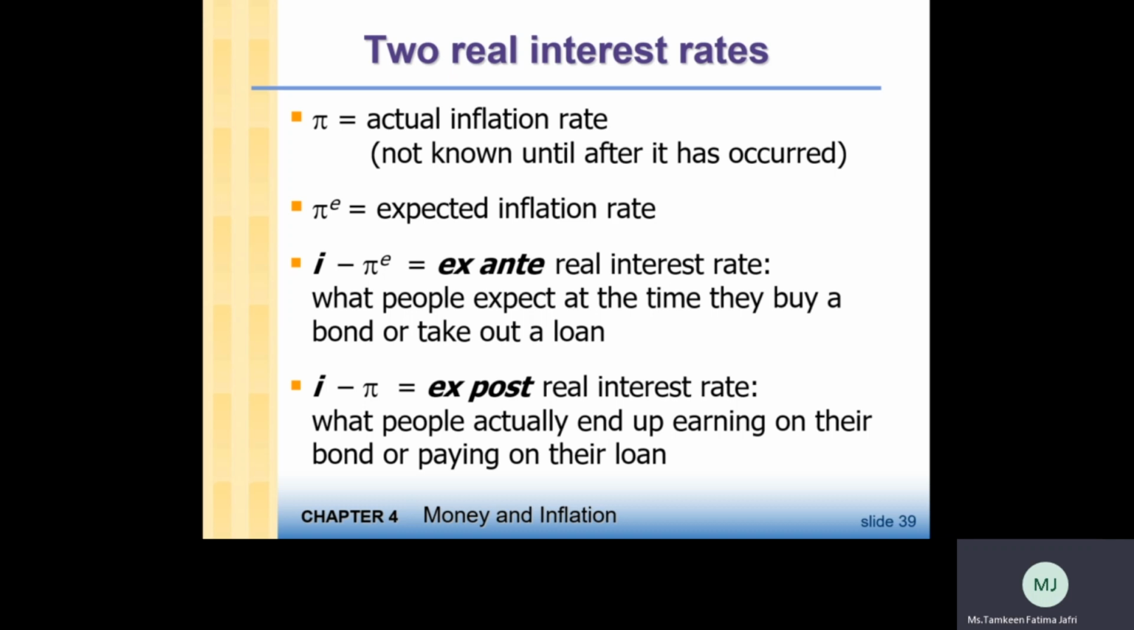So this is nominal interest rate minus the expected inflation rate. This is called the ex ante real interest rate. Or you can say that this is the expected real interest rate. It is what people expect at the time they buy a bond or take a loan. So, for example, if I take a loan today, I will take the loan at a nominal interest rate of i. And let's suppose the loan is due after 1 year. So the expected inflation in this 1 year is this much, pi subscript E.